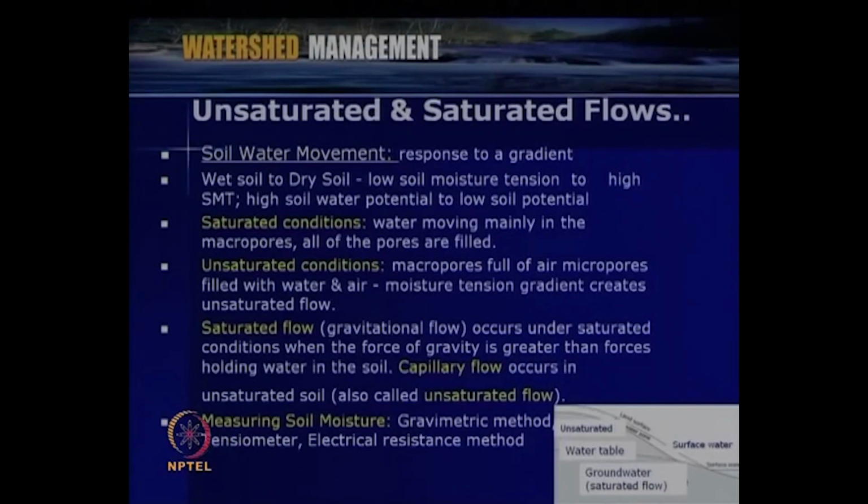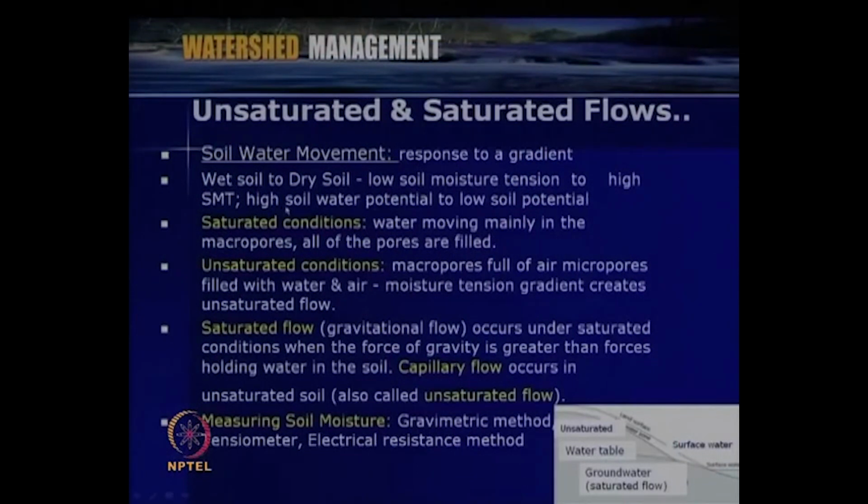place. So, for example, if the soil is fully wet, going from wet soil to dry soil, generally low soil moisture tension goes to high soil moisture tension, and high soil water potential goes to low soil potential. When we say that the soil is fully saturated, it means water is moving mainly in the macro pores, so that all of the pores are filled with water. As far as unsaturated conditions are concerned, the macro pores are full of air, and the micropores are filled with water and air. So, the moisture tension gradient creates the unsaturated flow.